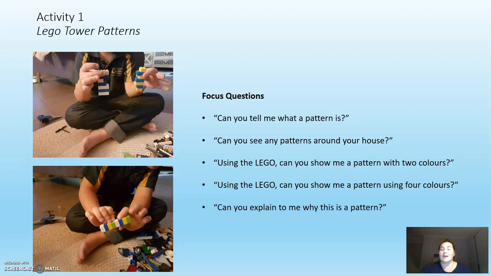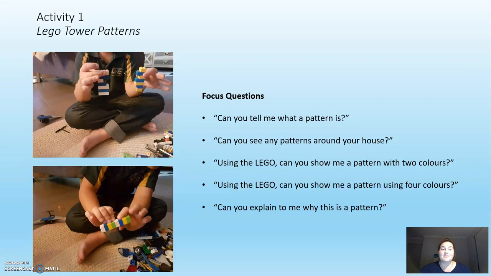For activity one, we created Lego towers. We began by sitting on the floor together and just talking about what patterns were. He was able to tell me that a pattern is one colour, then another colour, the same colour again, then another colour, which was great. So I asked him if he could see any patterns around his house, and he showed me a pattern striped cushion that is on his parents' sofa, as well as showing me the tiles on the floor. So I asked him how he knew that was a pattern, and he told me because it was a big tile, a small line, a big tile, a small line, the small line being the grout in between the tiles.